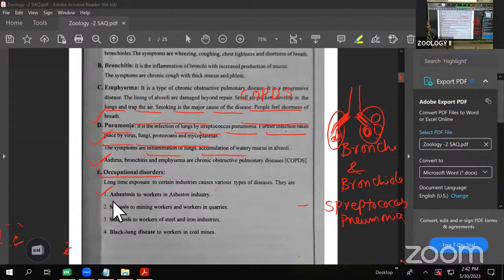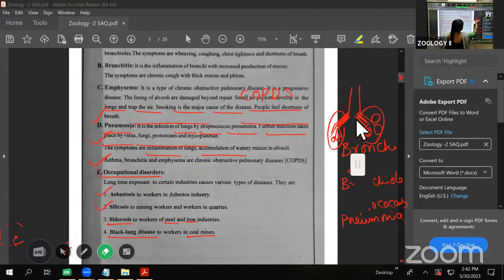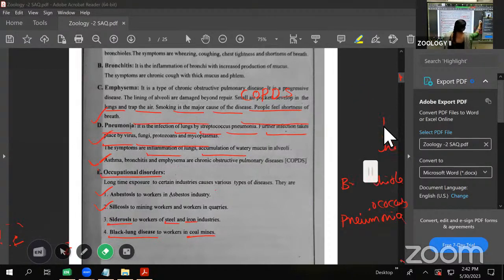Next, the second one is called silicosis. Those persons work in mines and quarries. Clear? They are working in mines and quarries. They are exposed to silica dust, causing silicosis. Next, siderosis means the workers work in steel and iron industries, causing siderosis. The last one is black lung disease. The workers in coal mines get this disease. See this one, as a shortcut, I will explain the respiratory disorders.